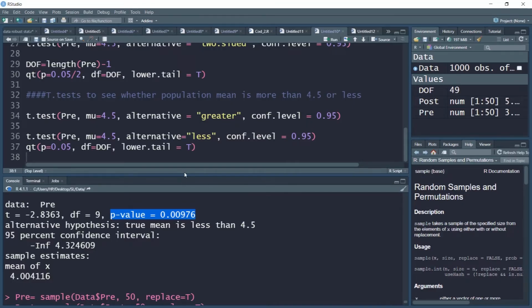That is the pre-sample mean, before the training and development. We have the sample mean observations, and the inference that we are making about the population is that the population mean is less than 4.5. That is what we can infer from here.